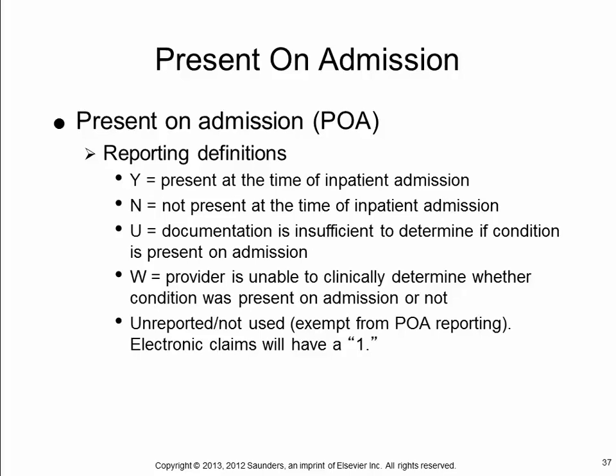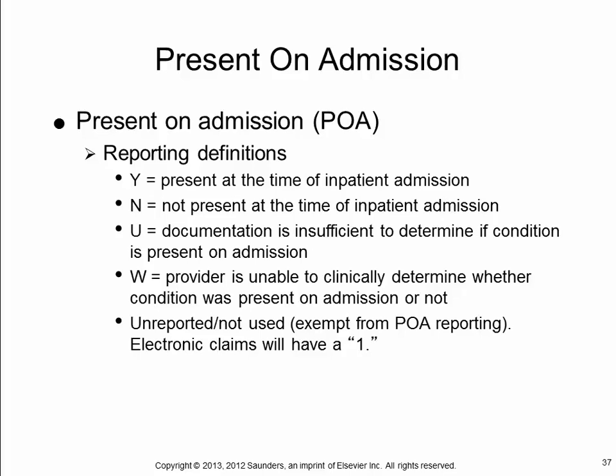These are the codes. A Y means that yes, it was present when they were admitted. An N, no, it wasn't present when they were admitted. U is unknown, that the documentation from the physician is not enough to decide if it was present when they were admitted or not. W is when the provider is not able to clinically determine. They just don't know. They cannot clinically figure it out. Okay?